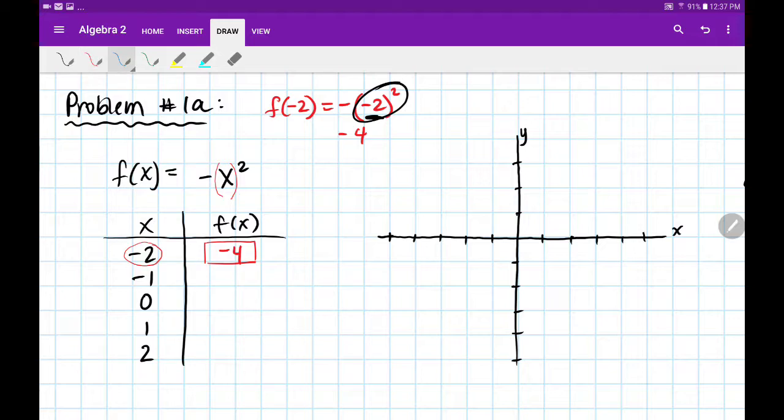Let's try the next problem, or the next point. We're going to find the y value when we plug in -1 for x. So f of -1 equals negative, parentheses, -1 whole squared. Again, exponents first. So that's negative, and -1 squared is +1. But the negative out in front stays, so our final answer is going to be -1.